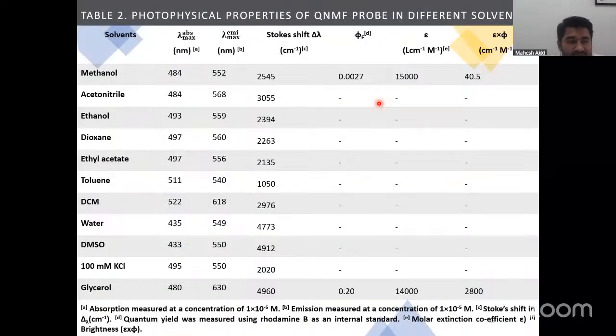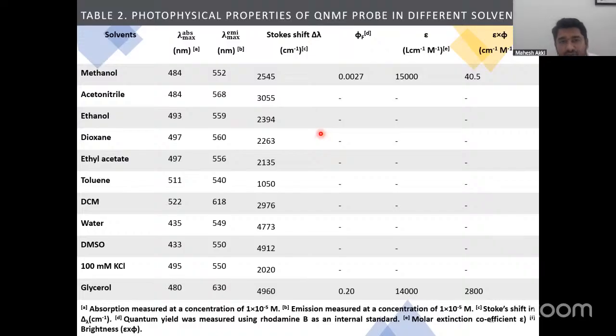Similarly, the photophysical studies of the other molecule, QNMF, were also evaluated. The absorption spectra of QNMF exhibited a hypsochromic shift, whereas the emission spectra of QNMF showed a bathochromic shift, that is a red shift, from 550 nanometer in DMSO to 618 nanometer in DCM. In polar solvents, these solutions were weakly emissive, which might be due to the formation of J aggregates.